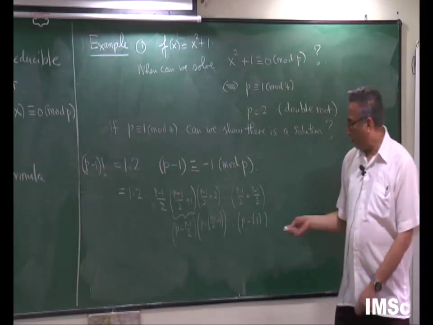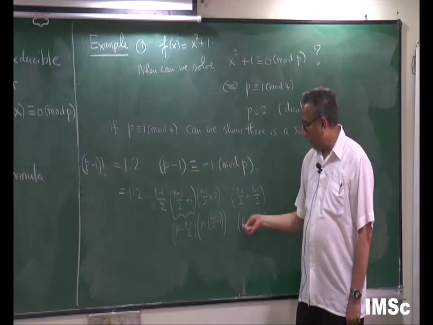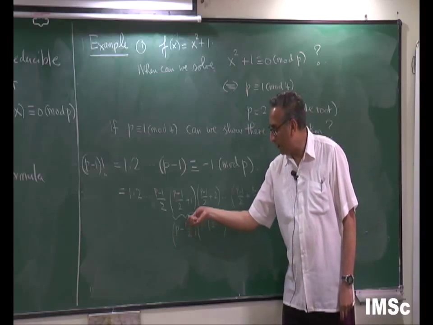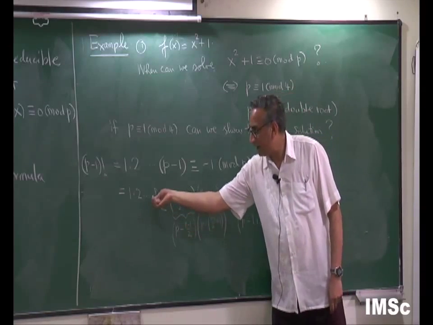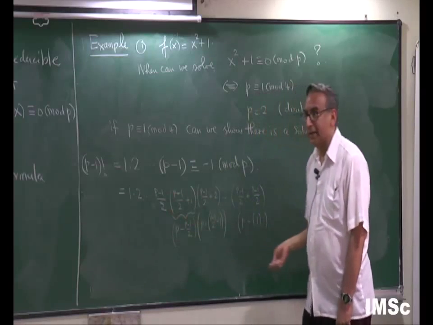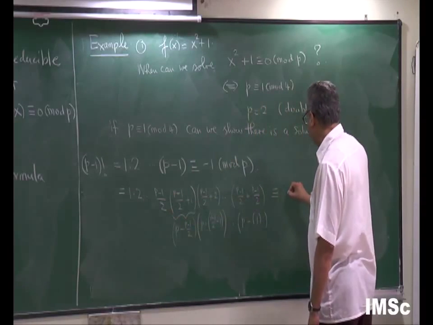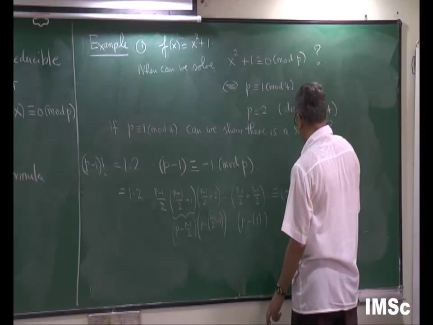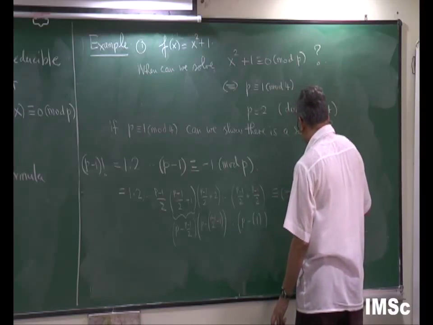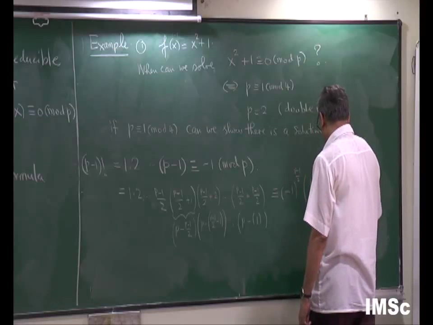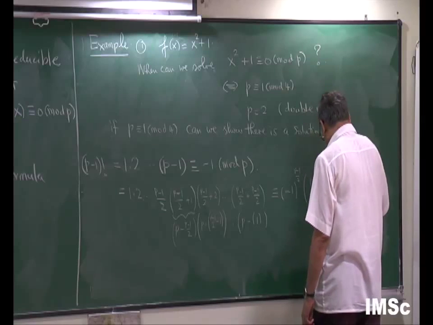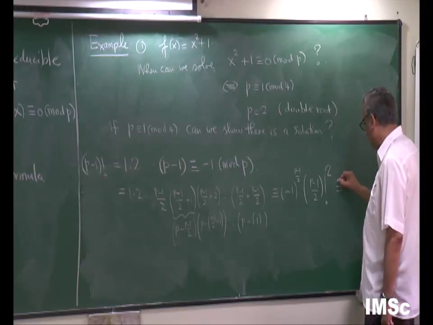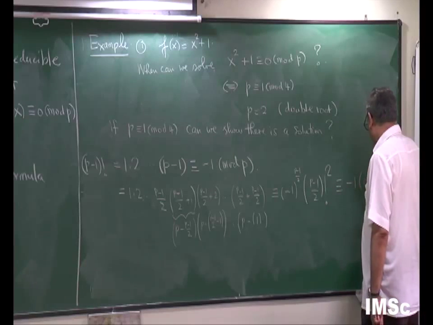Okay? So in other words, what I'm saying is, if p is going to be 0 mod p, right? That's just, so I've got minus of this, minus of this, minus of everything, right? So this is essentially, there's a minus sign for how many times? Well, p minus 1 over 2 times. And I've got p minus 1 over 2 factorial squared, right? And all of this is congruent to minus 1 mod p, right?